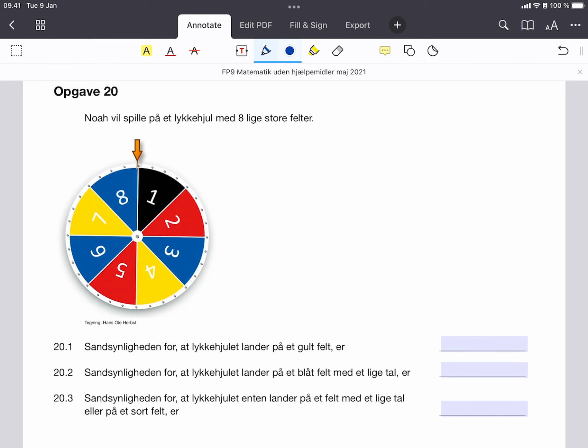Noah wants to play on a Wheel of Fortune with 8 equally large sections, fields. So all of these, 1 to 8, we're assuming are equally likely. The chance that the Wheel of Fortune lands on a yellow is, so you've got 2 out of 8 that it could land on, which is the same as a quarter, or if you like, 0.25.